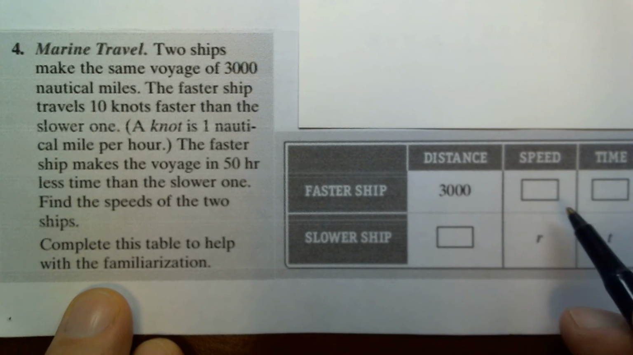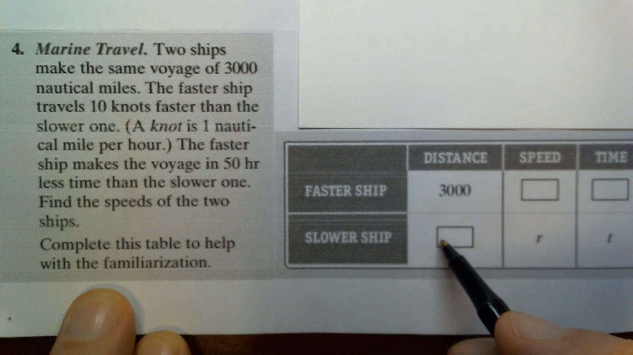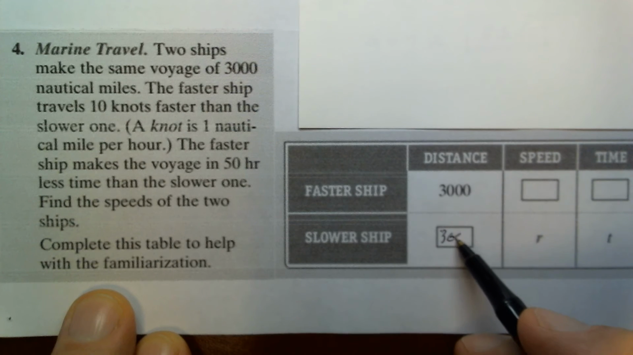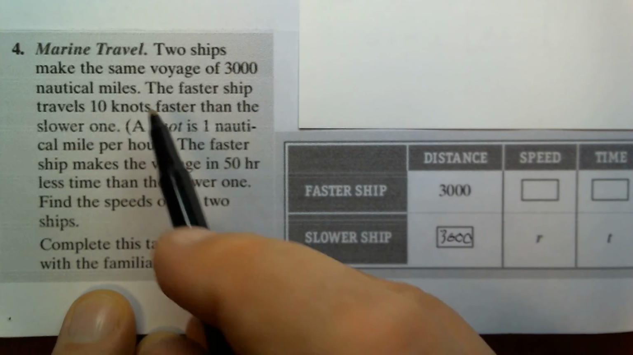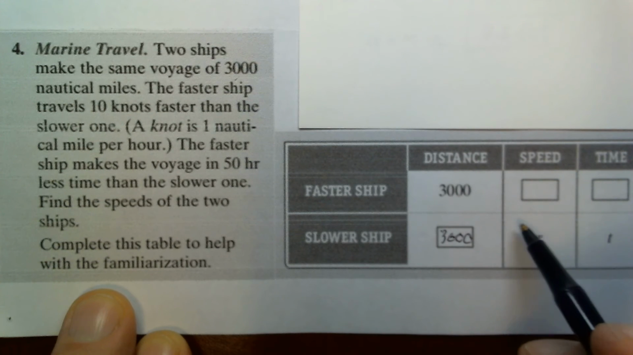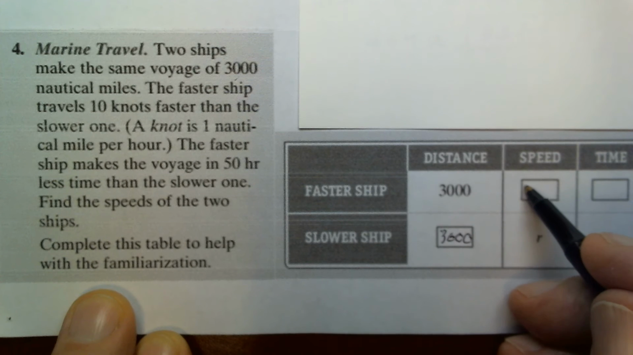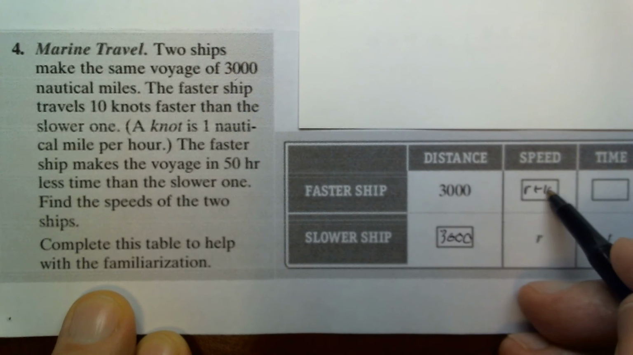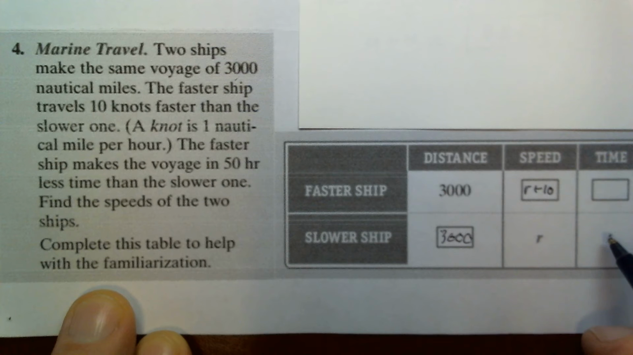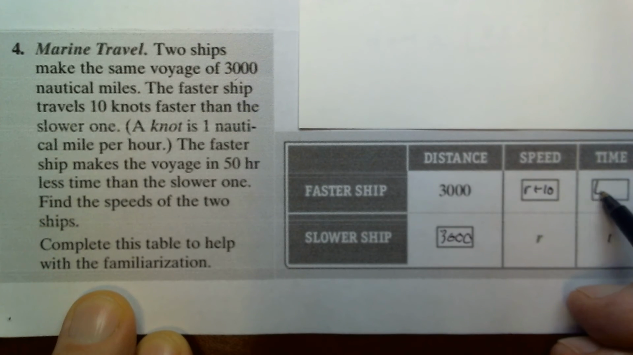So the distance, of course, is the same for the slower and the faster ship. We talk about the same voyage of 3,000, so the distance will be the same. And so if the speed of the slower ship is r, then the speed of the faster ship would be r plus 10. And similarly with the time, if the time for the slower ship is t, then the time for the faster ship is t minus 50 hours.